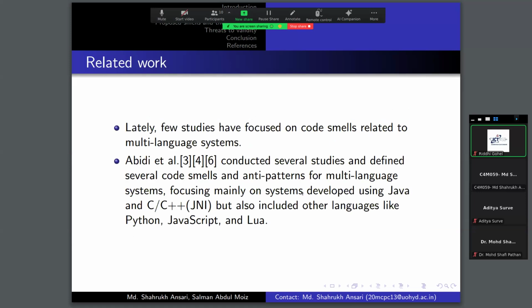Recently, a few studies like Abidi et al. conducted several studies on anti-patterns or code smells for multi-language systems, and they particularly considered multi-language systems for JNI, Java Native Interface systems, which use Java and C or C++ as programming languages.